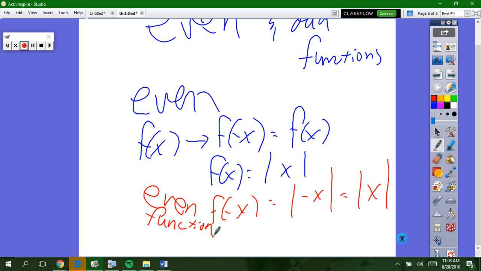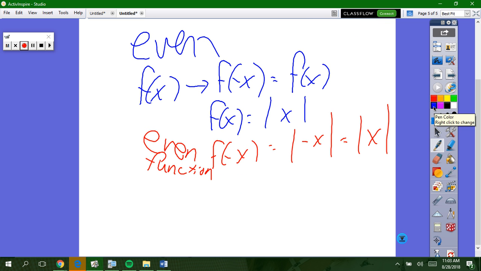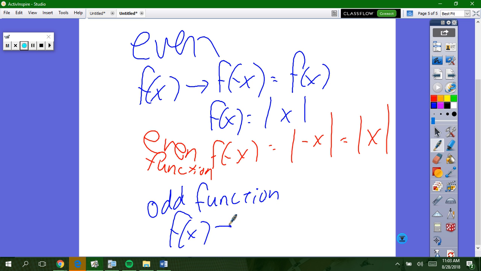Let me show you what the math is for an odd function. If I have f of x, I try to replace it with negative x, and I should be able to get, if it's an odd function, its direct opposite. Direct opposite. Just for curiosity, what would be the direct opposite of the absolute value of x? Negative absolute value of x.